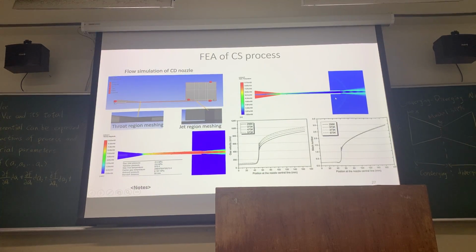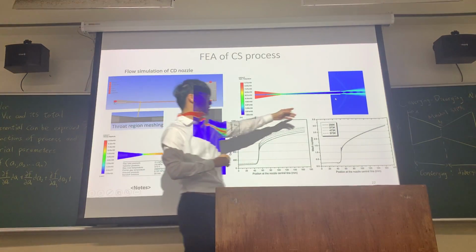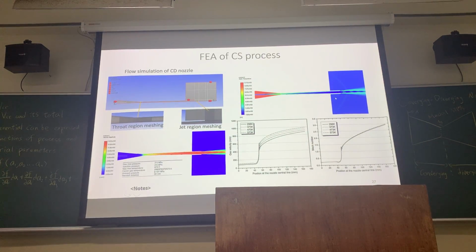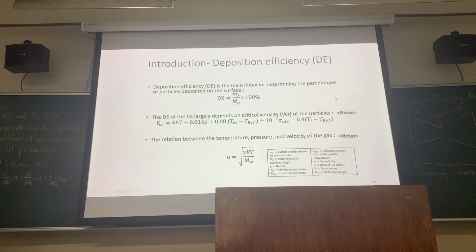So case 6 or 7 is a common thing where you see these diamond shocks coming out. That's what I was talking about. Moving forward, when you deposit something, there is the so-called deposit efficiency. This is very common when you do spray. The main index for determining the percentage of particles deposited in spray is ms divided by mp. ms is the particle weight, divided by the feedstock powder, how much feedstock powder you have input.